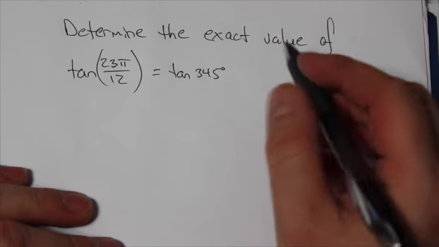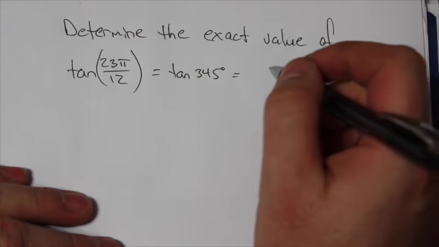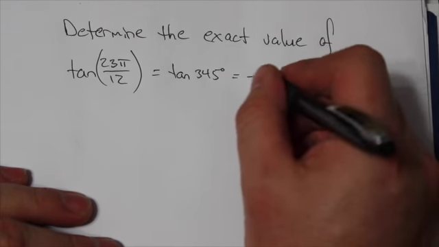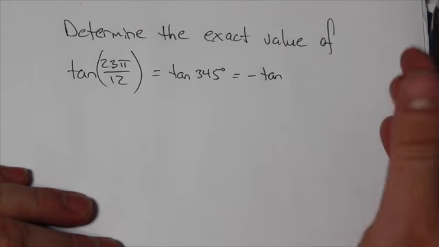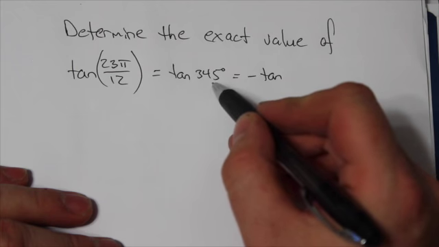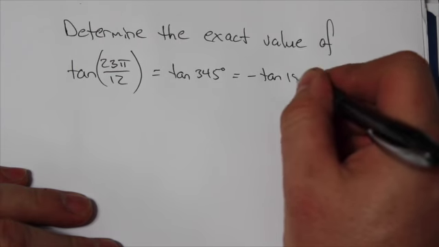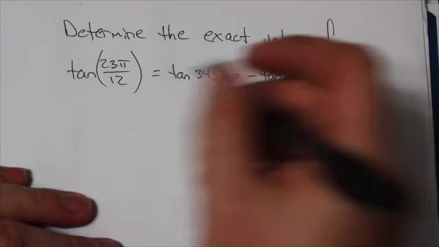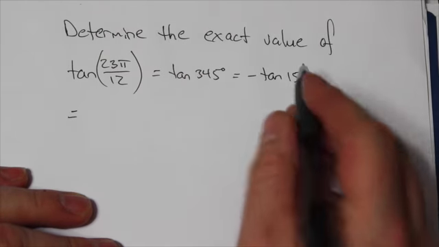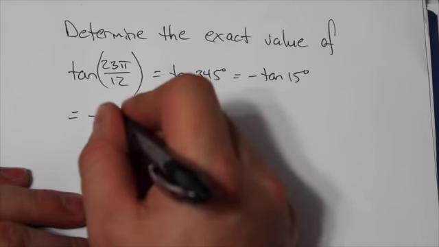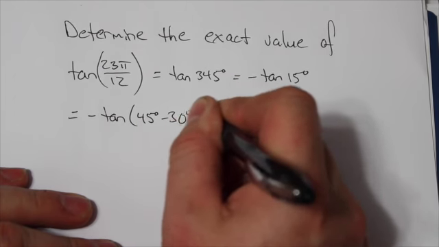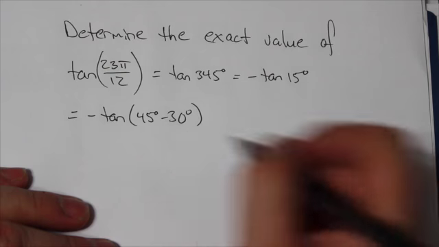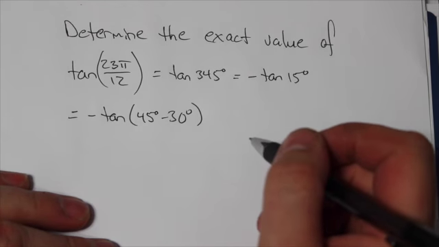I don't particularly like working with angles that big, so I'm going to reduce this to a reference angle. I know that 345 is in the fourth quadrant, and I know that tangent is negative in the fourth quadrant. So this is going to be equivalent to the negative tan of the reference angle, which is 15 degrees. Now I'm going to rewrite 15 degrees as 45 degrees minus 30 degrees, which is something I can work with fairly comfortably.